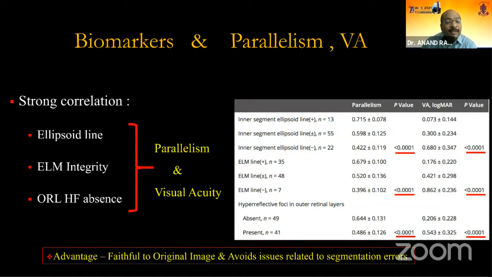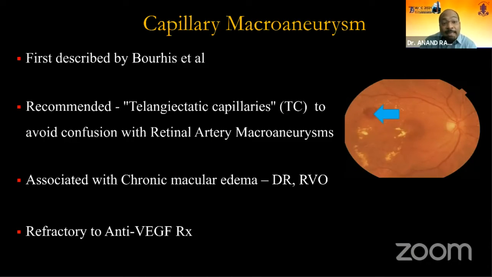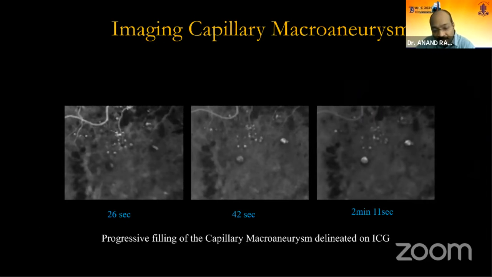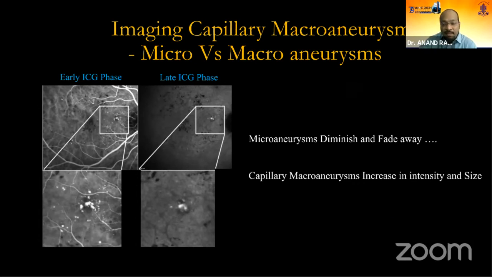Capillary macroaneurysm, another fairly recently understood entity, was described by Borges et al., who first recommended the term telangiectatic capillaries to avoid confusion with the retinal artery macroaneurysm. It is associated with chronic macular edema because of vascular causes, vascular occlusions, and is fairly refractory to anti-VEGF treatment. So this shows how ICG beautifully delineates the progressive filling of the capillary macroaneurysms. ICG also helps in distinguishing micro from these macroaneurysms. You see microaneurysms diminish and fade away, whereas capillary macroaneurysms conversely increase in intensity and size.